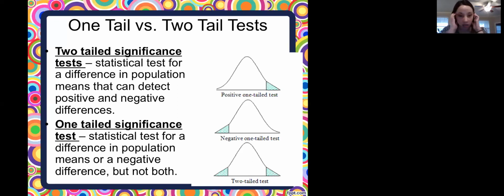One-tailed t-test, on the other hand, is a statistical test for a positive or negative difference in population means, but not both. Oh, that should say positive, not population. So a difference in positive or negative differences. So here's your positive example, here's your negative example, but we don't look at both, we only look at one. So we would use a one-tailed t-test when we are more sure about how our data are going to fall. There's been previous research in this area that has helped us determine whether we're going to get a positive or negative result.